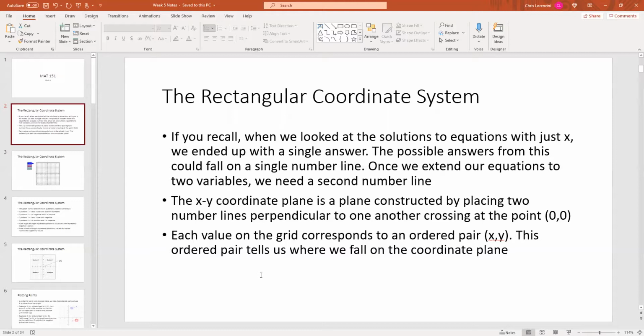So we have these 2 number lines. We make sure that they are perpendicular to one another, and they cross at some point called the origin, which we denote as (0, 0). That gives us an indexing situation right there. Each little value on the grid corresponds to what we call an ordered pair, which is an x value paired up with a y value where they satisfy the equation.